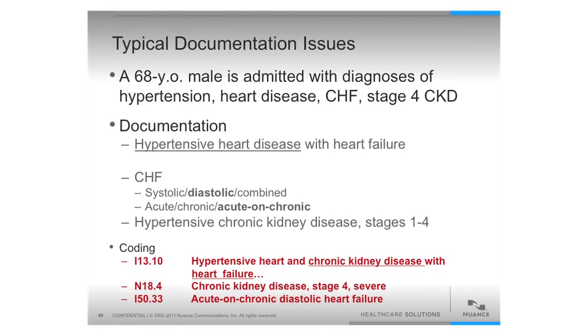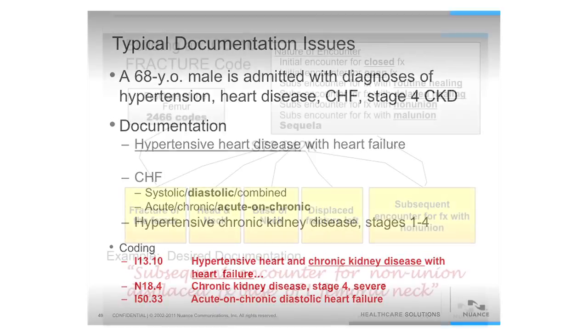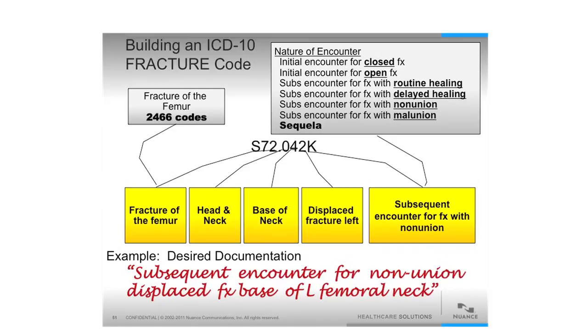So some cases we know have truly exploded, fractures being one of them. If we look at something like the fracture of a femur, it turns out that there are 2,466 codes just for the fracture of a femur. So you're like, well, how am I possibly going to learn this? Head and neck, base of the neck, displaced left fracture, subsequent encounter, all that other stuff. Well, the reality is you don't have to memorize anything except these concepts. You want to be anatomically quite specific.